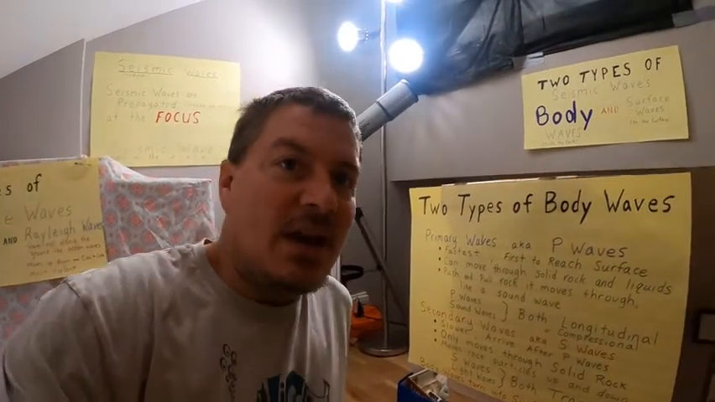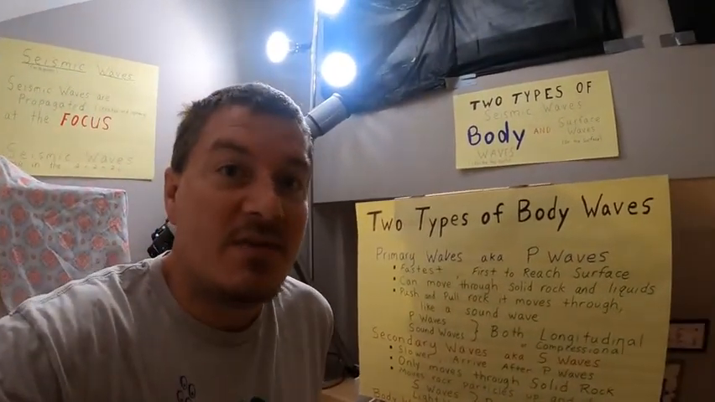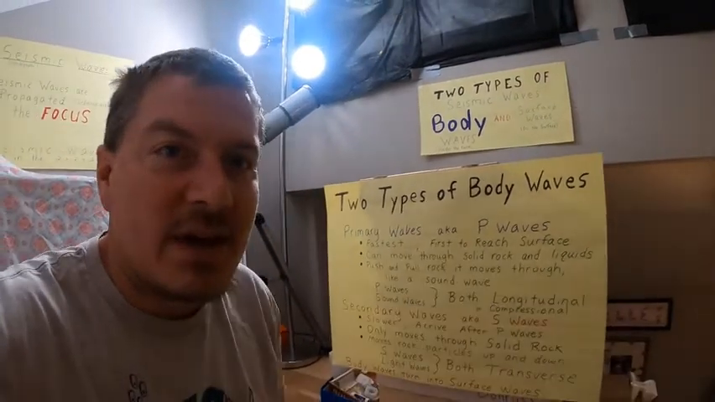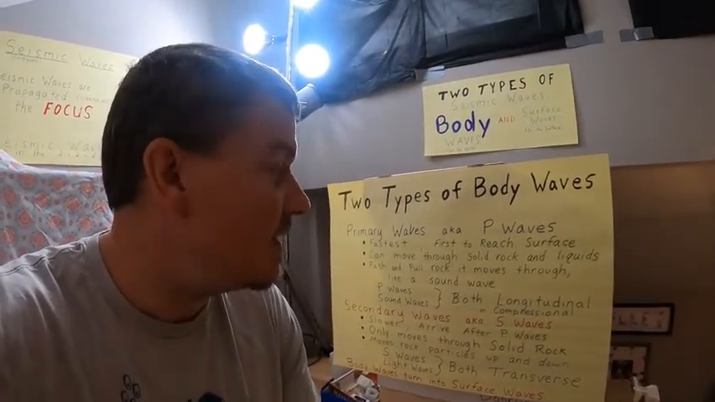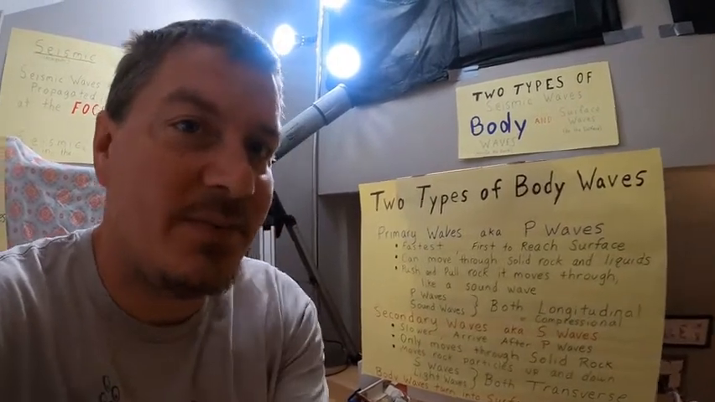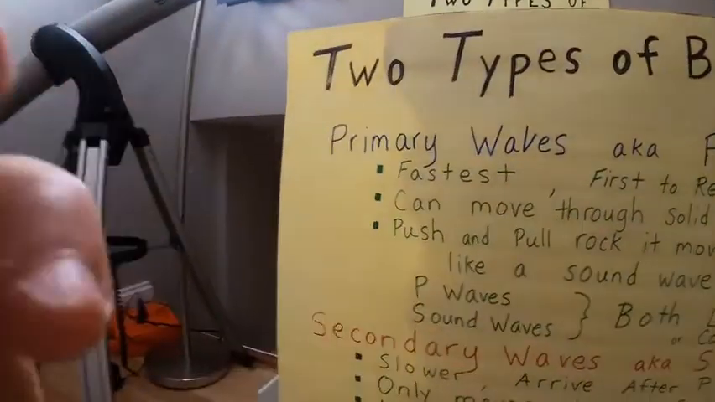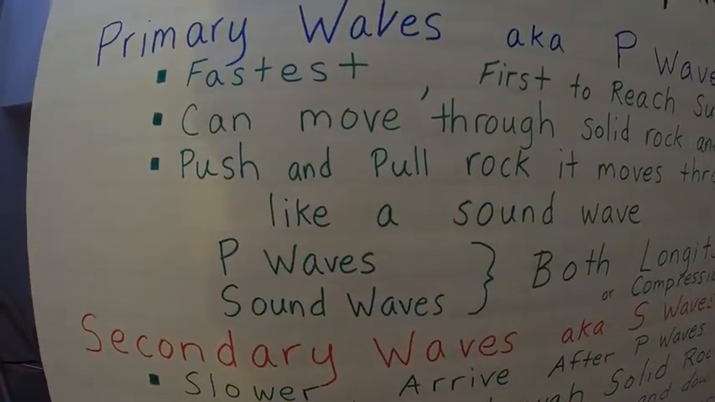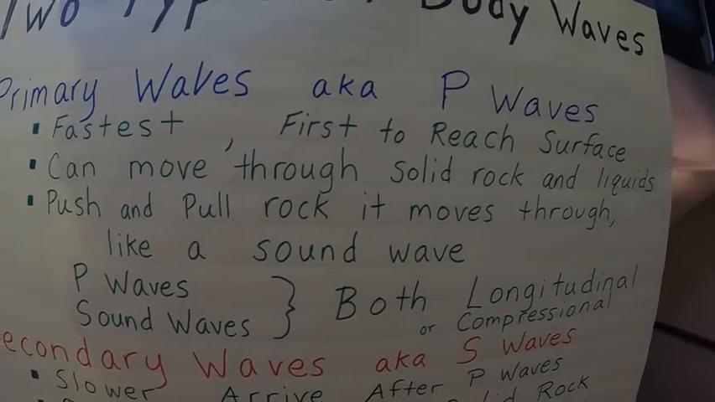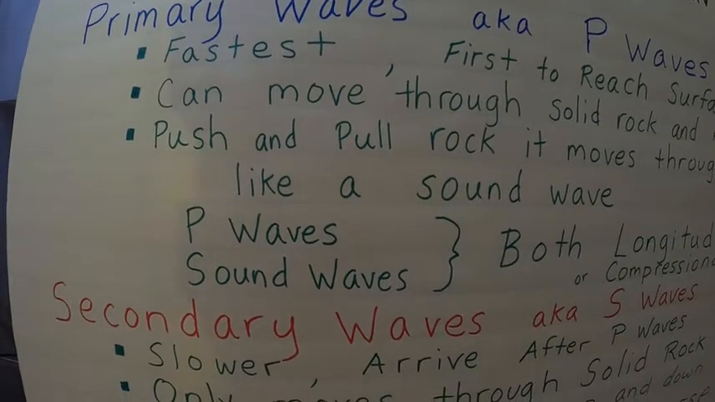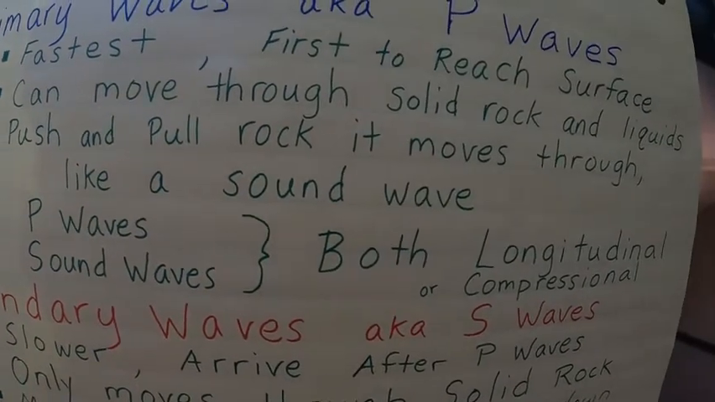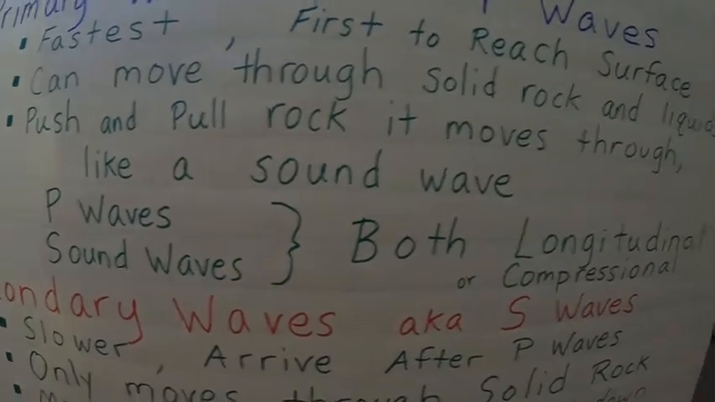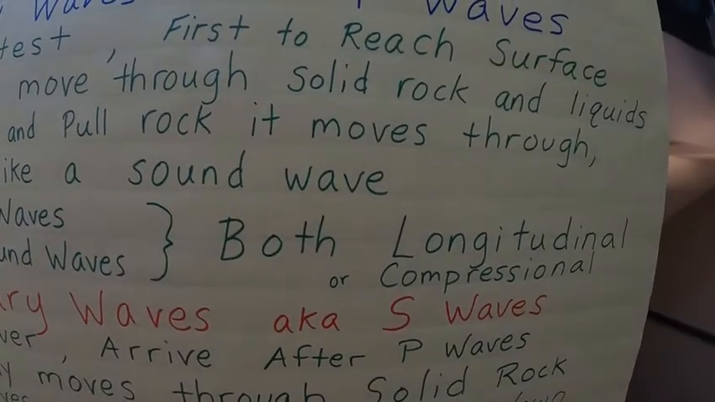So speaking of what's happening beneath the earth where we can't see, the next piece of information we're going to talk about with body waves is the types of rock or the types of medium matter that a wave travels through, the types of medium that each of these types of waves can move through. So going back to looking at P waves, primary waves, what I put on here is that when they are moving, they're going to push and pull the rock as it moves through, just like a sound wave does, which means that P waves and sound waves are both longitudinal or compressional waves.